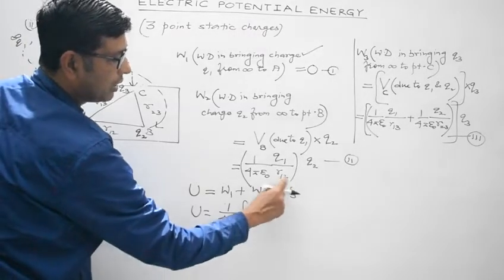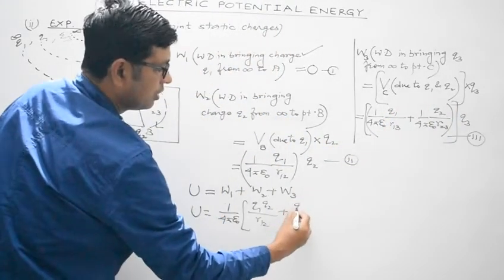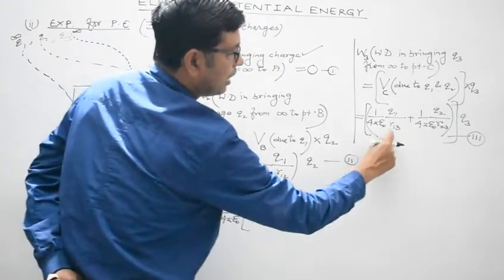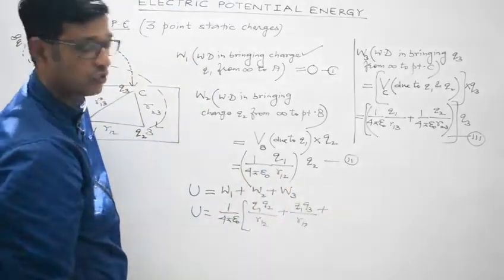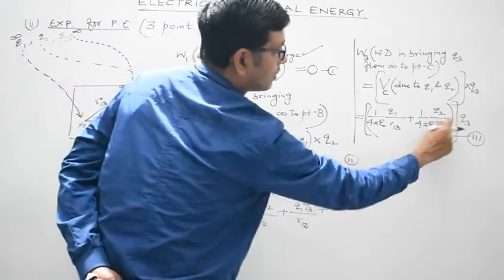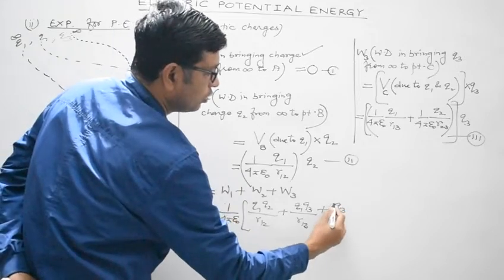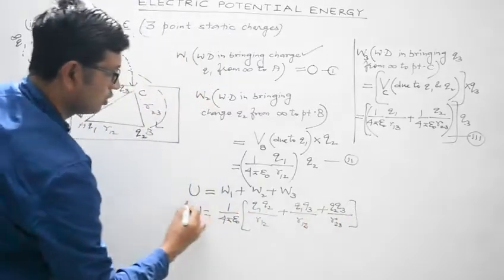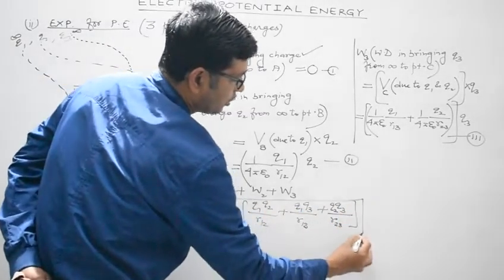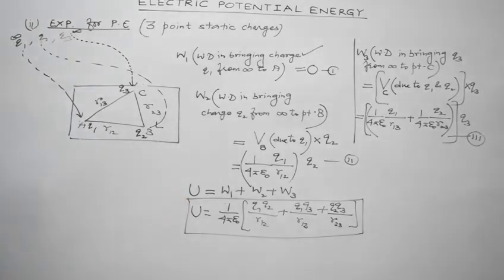Q1, Q2 divided by R12 plus Q1, Q3 divided by R13. This represents the distance between these two charges under consideration, right? And in this term, we have already taken 1 over 4 pi epsilon as common. So Q2, Q3 divided by R23. So this is the expression for the potential energy of a system comprising of 3 point charges.